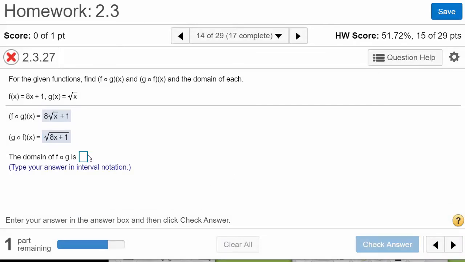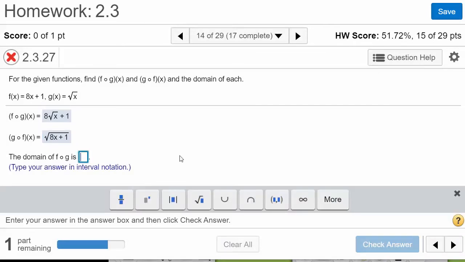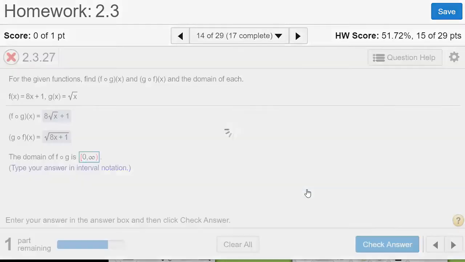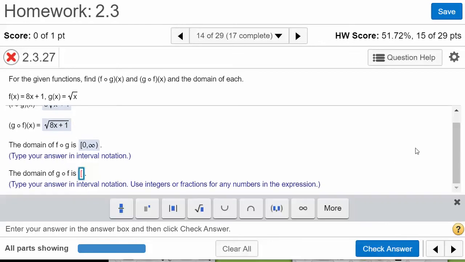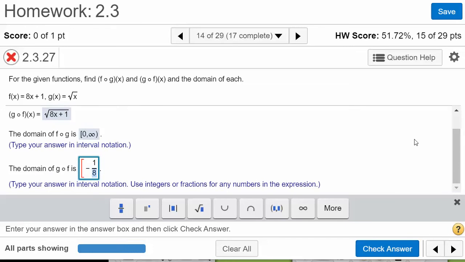Domain of f composed with g, that one was from 0 to infinity. Okay, and then the other one was negative 1/8, and we're including the endpoint, the 0, and the negative 1/8. So we're using brackets on the beginning point, and parentheses on infinity.